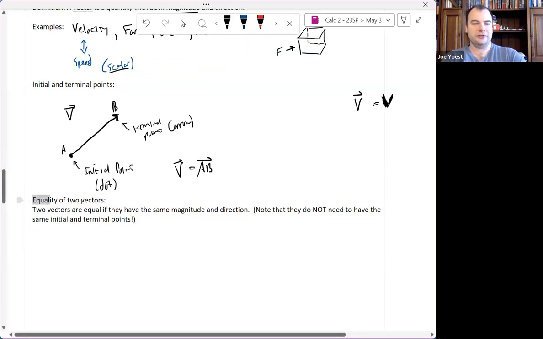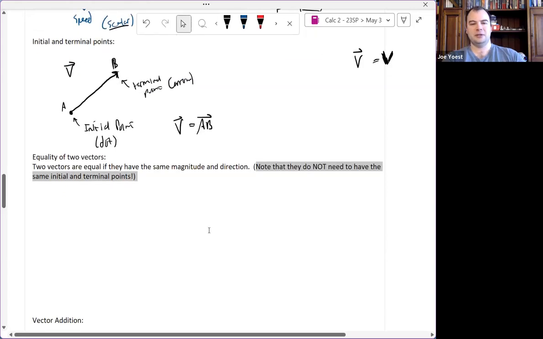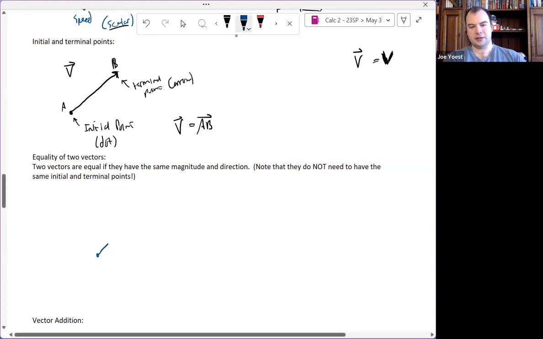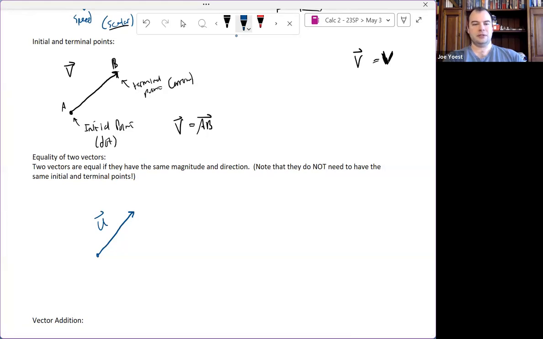So what does it mean for two vectors to be equal? This is one of the strangest, but also the most useful ideas in vectors: two vectors are equal if they have the same magnitude and direction. Note that our discussion of equality said nothing about the same initial and terminal points. So if I come down here and I have a vector u bar, this has, at least to my ability to draw, the same direction, the same magnitude.